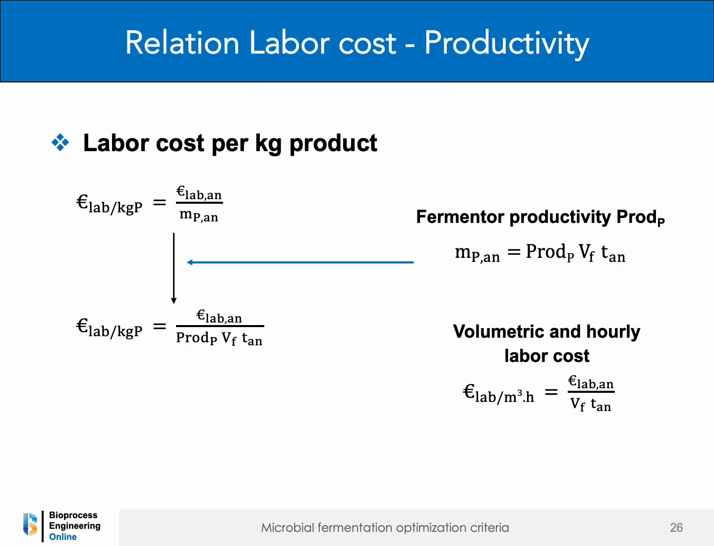We can define the labor utilization cost per cubic meter of fermenter per hour by dividing the annual labor cost by the fermenter volume VF and the annual operating time TN. The labor cost per kilogram of product therefore becomes labor cost per cubic meter an hour divided by the fermenter productivity. Thus, as fermenter productivity increases, the labor cost per kilogram of product decreases because a larger product output is generated for the same labor expenditure.